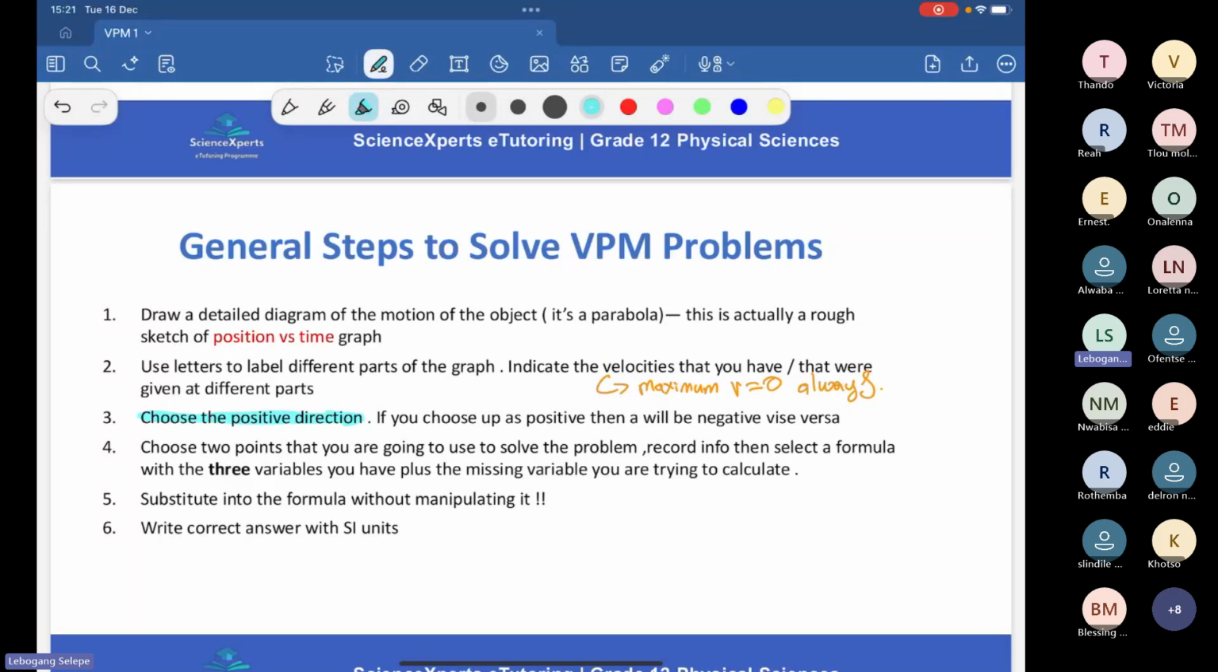So that's why I don't like it. But then I'm gonna teach you choosing up as positive, then choosing down as positive, and I will show you how to convert between the two. Do you guys do reflections in maths, reflecting across the x-axis, reflecting across the y-axis? So basically, if you choose up as positive, then you draw the graph. Then you want to convert it to a graph where down is positive.